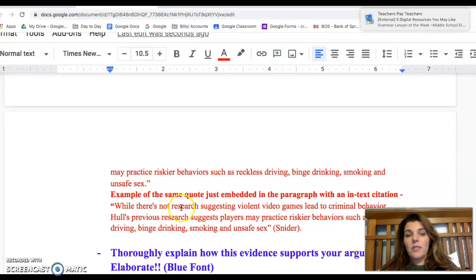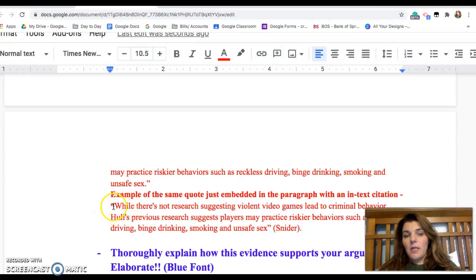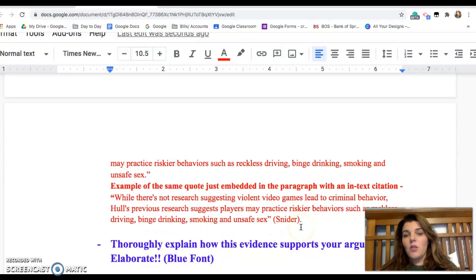Another way, if this has a pretty good transition into itself, you could just embed the quote in the middle of your paragraph. So you've given your reasoning, and then you just want to insert the text quote, like: while there's not research suggesting violent video games lead to criminal behavior, Hull's previous research suggests, and you put this just in the middle of your paragraph. You use quotation marks, and then don't put a period here. Put the author's last name or the title of the article, and then the period comes after. So you can do it either way.